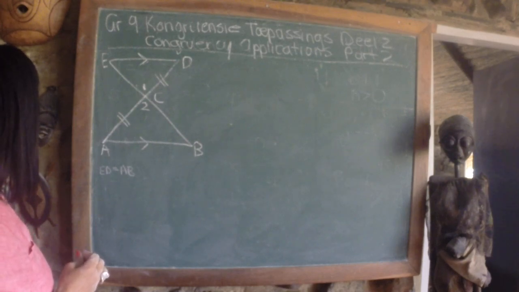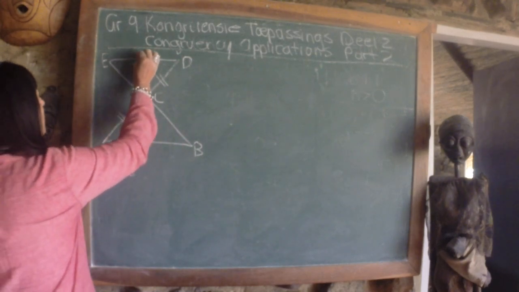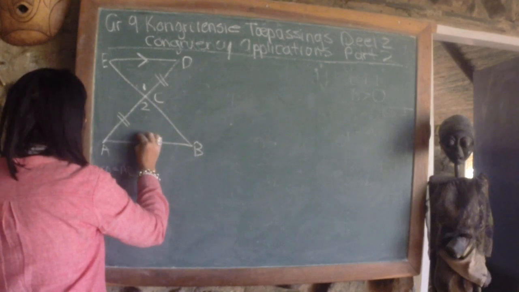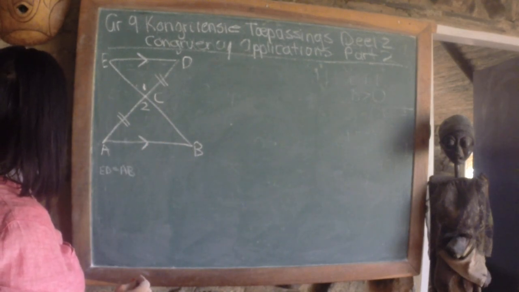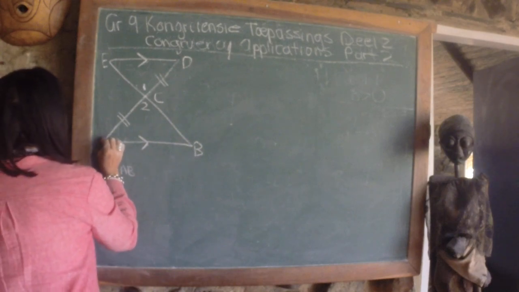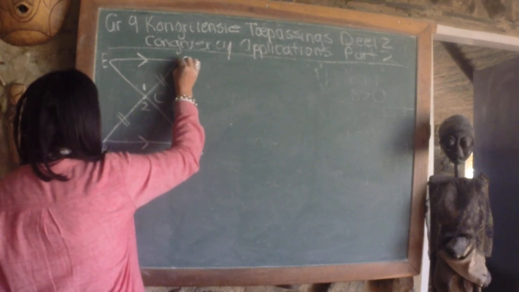picture, we see that we've got two parallel lines. Ons het twee ewewydige lyne, ED en AB. Ons het twee lynstukke wat gelyk is aan mekaar.